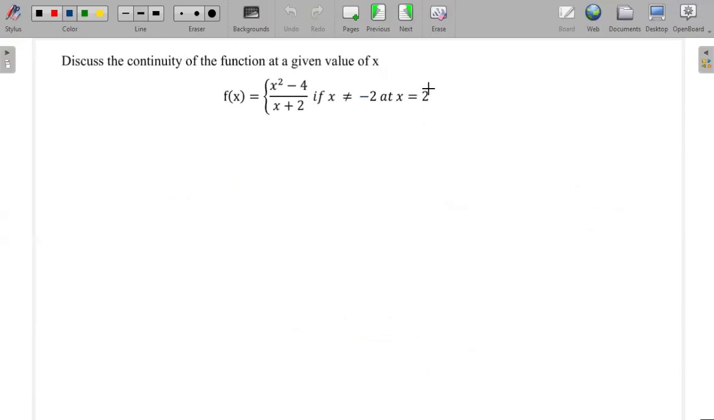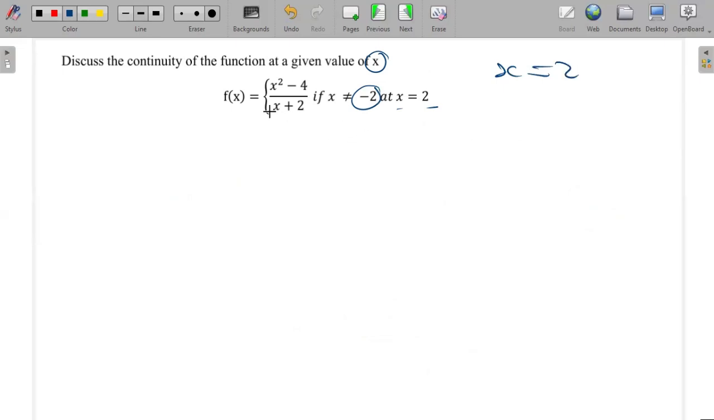Next, it's continuity. So we looked at what continuity is, and we're saying no jumps, no breakages. It's just smooth. So here they're telling us, discuss the continuity of the function at the given point of x. So here we have this function. If x is not equal to -2, at x is equal to 2. So we are discussing continuity at x is equal to 2.